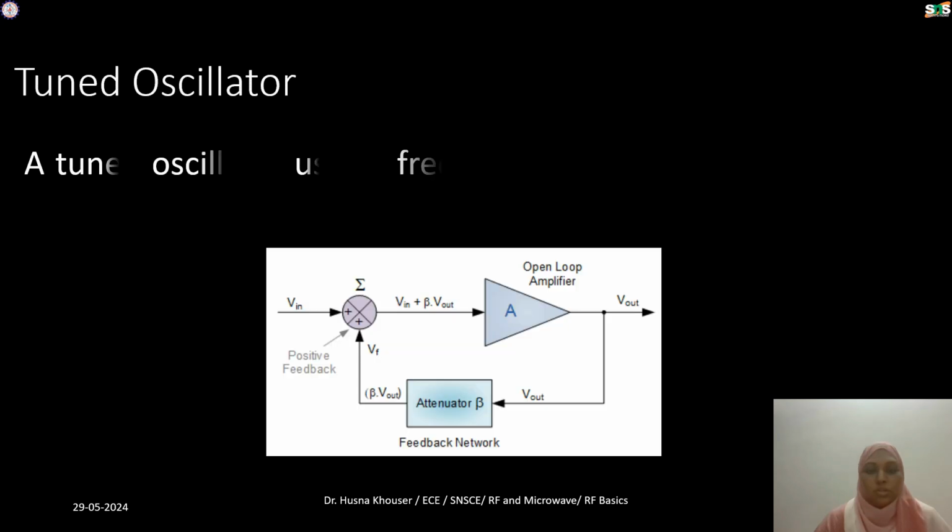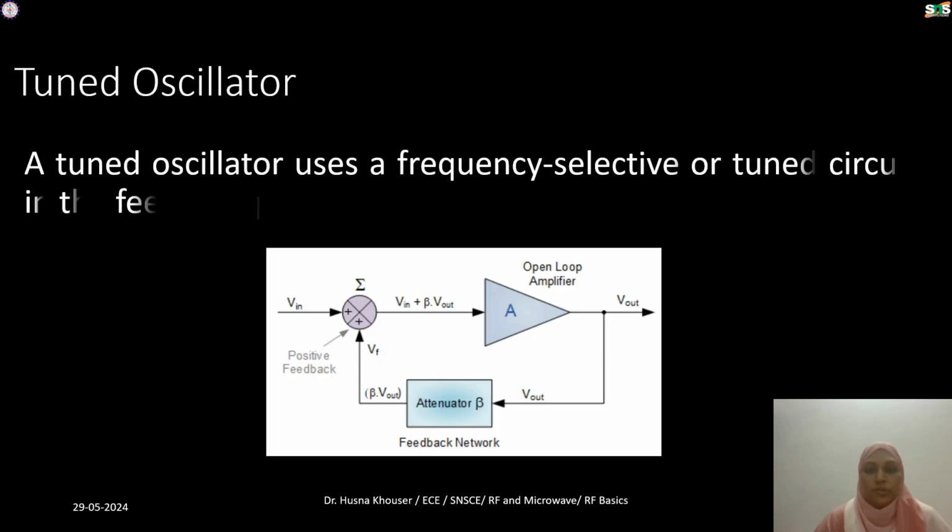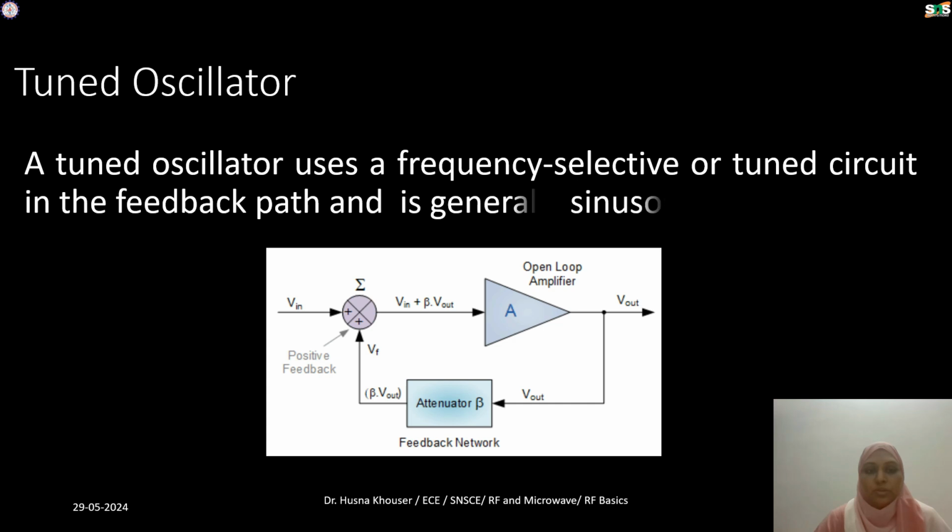What is a tuned oscillator? The tuned oscillator uses a frequency selective or tuned circuit in the feedback path and is generally sinusoidal. Here you can see the architecture of the tuned oscillator. It uses an op-amp amplifier, and the output of this feedback network is given to the input. In a tuned oscillator, we always have a positive feedback circuit, so the input becomes 0. The output is given back to this input.